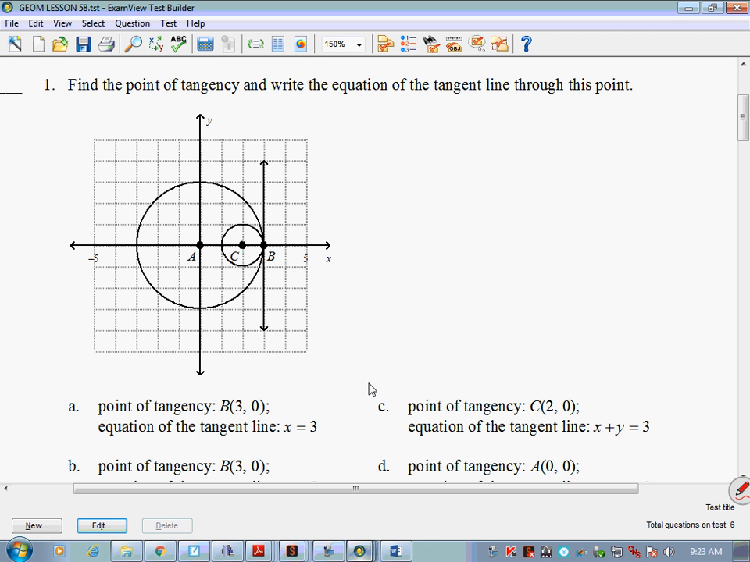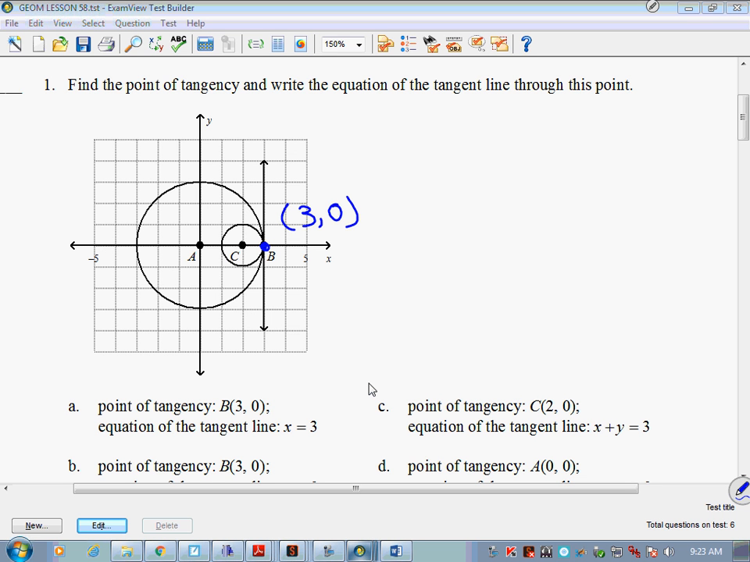Okay, lesson 58 here. We want to find the point of tangency and write the equation of the tangent line through this point. What are the coordinates of the point of tangency here? Anybody know? Mick? 3, 0. Okay, he's showing me that B is the point of tangency. B is where the line is touching both circles at exactly 1 point, and that coordinate location is at 3, 0. I'm going over 3, and going up or down none, 0.